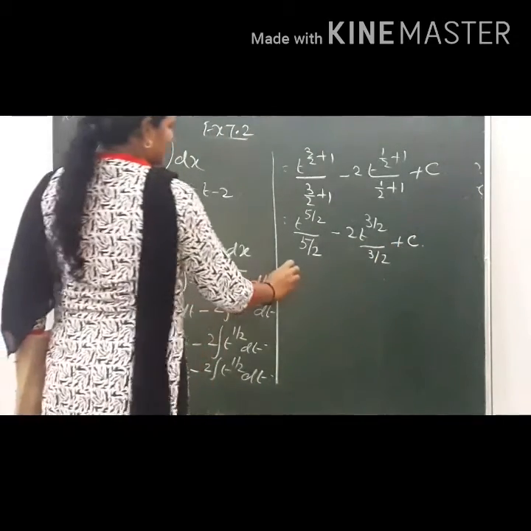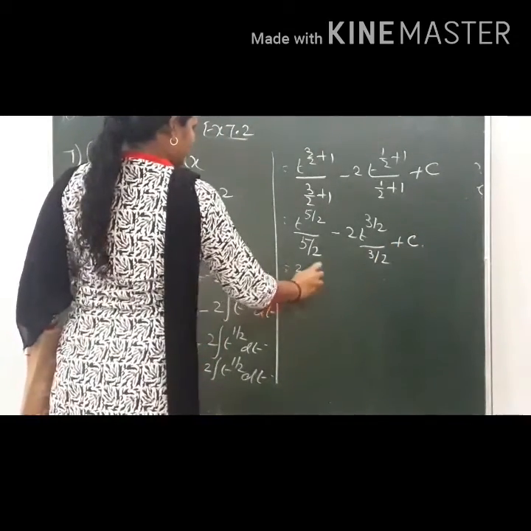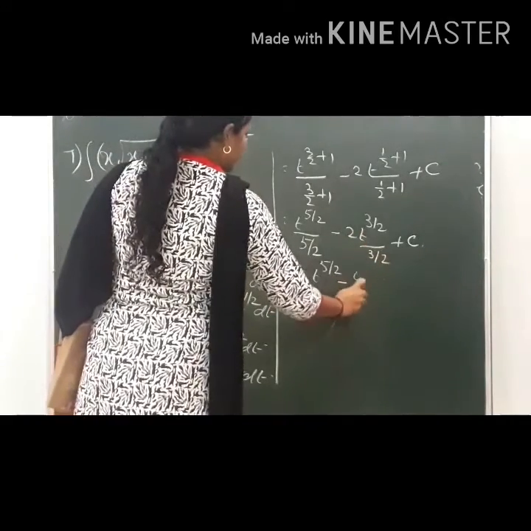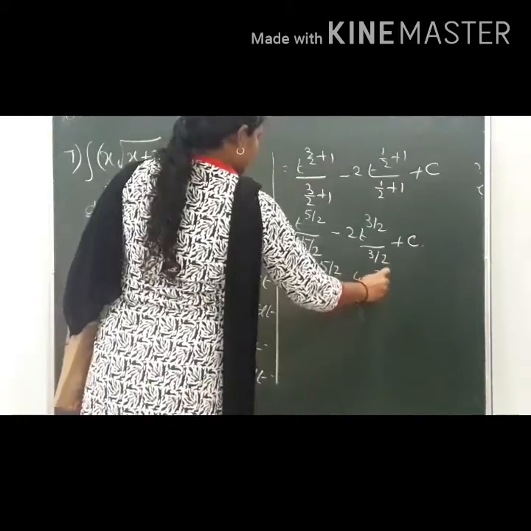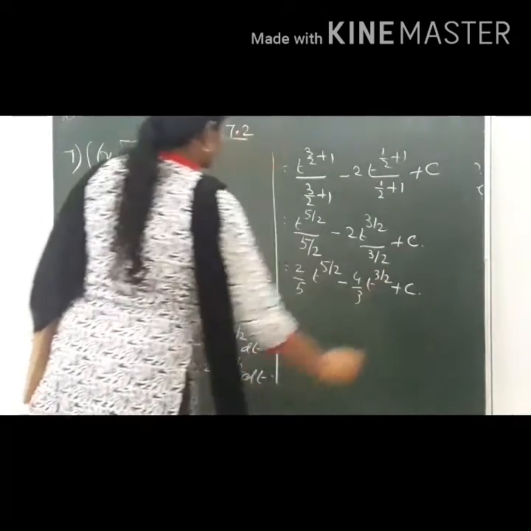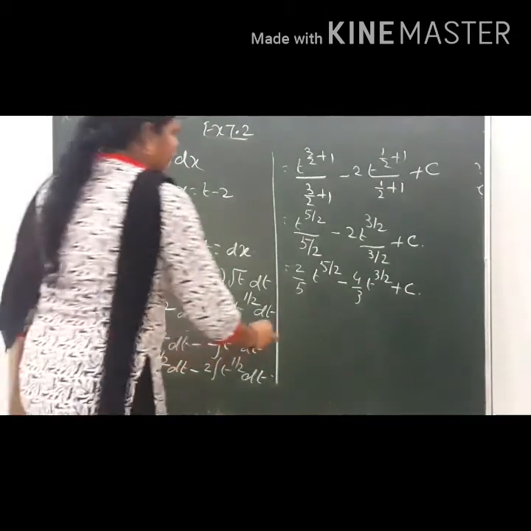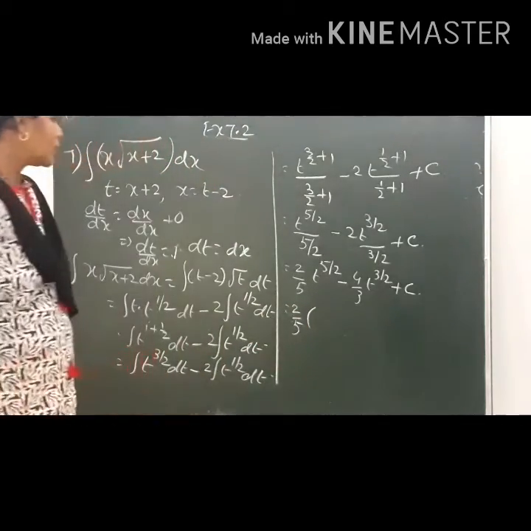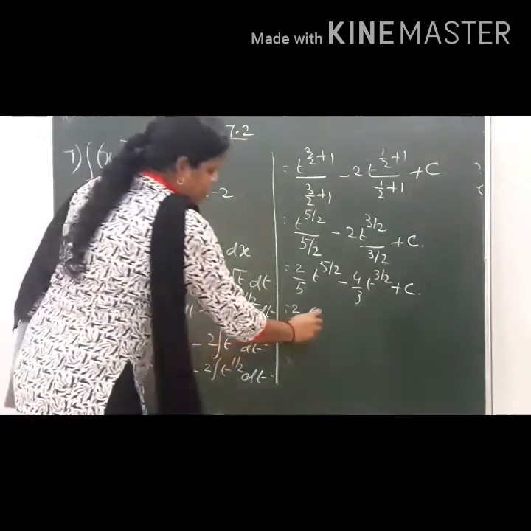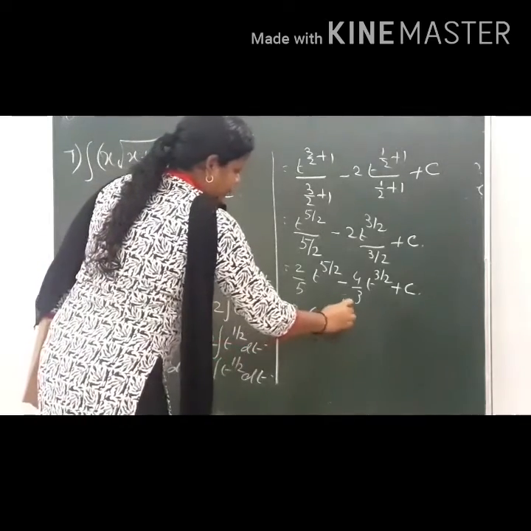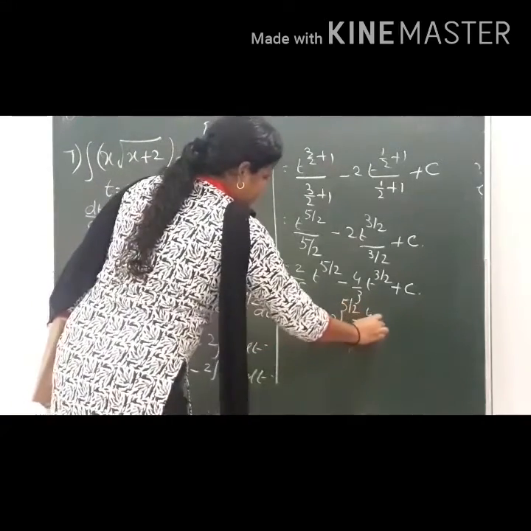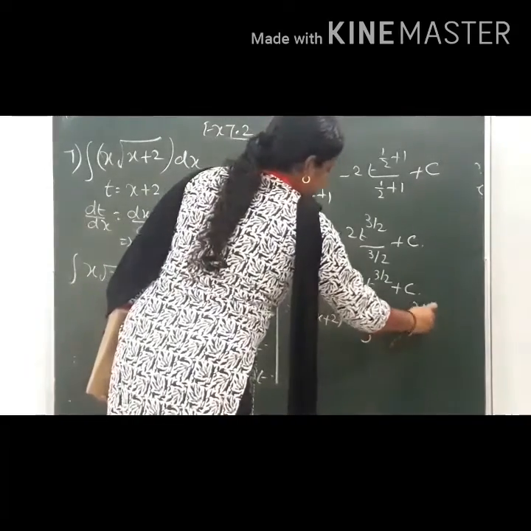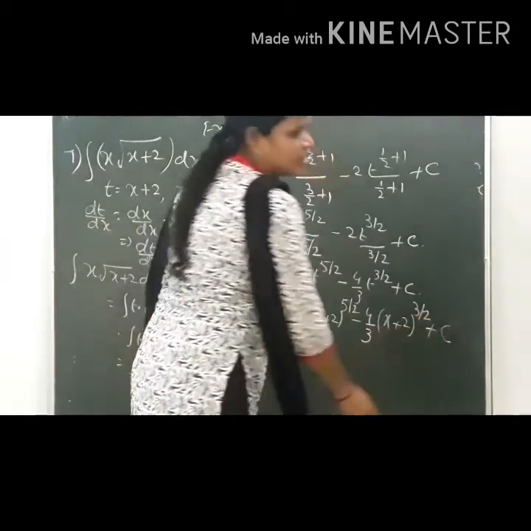So it becomes 2 by 5 t to the power 5 by 2 minus 2 into 2, that is 4 by 3, t to the power 3 by 2, plus c. What we have taken as t here, put the value. You will get 2 by 5 (x + 2) to the power 5 by 2 minus 4 by 3 (x + 2) to the power 3 by 2 plus c. This is the answer.